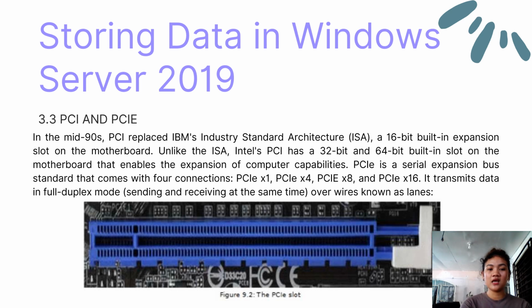3.3 PCI and PCIe. In the mid 90s, PCI replaced IBM's Industry Standard Architecture, or ISA, a 16-bit built-in expansion slot on the motherboard. Unlike ISA, Intel's PCI has a 32-bit and 64-bit built-in slot on the motherboard that enables the expansion of computer capabilities.